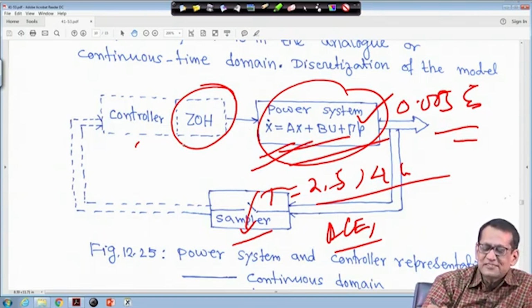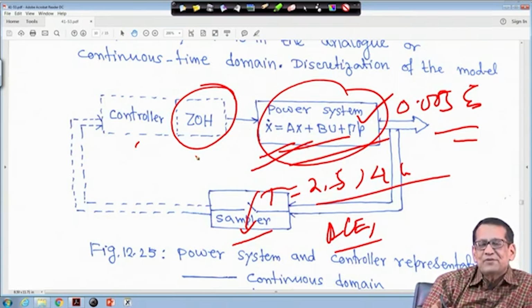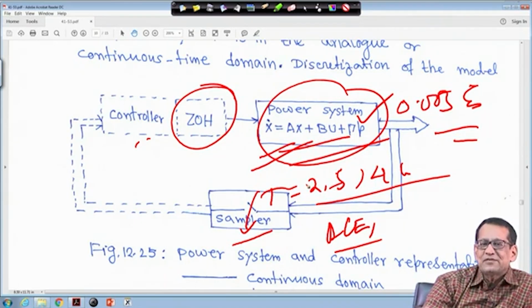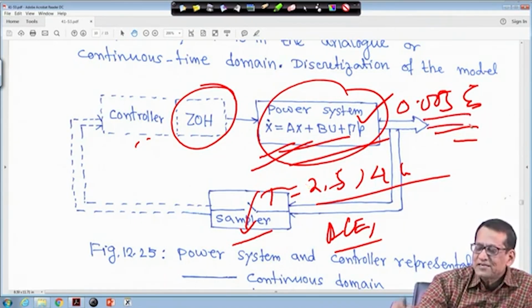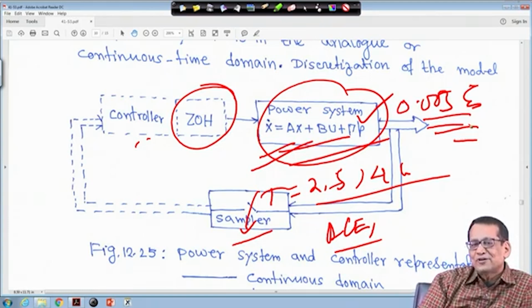Suppose the sampling time is 2 seconds. At t equal to 4 seconds you got something, and the next sampling instant comes at t equal to 6 seconds. Till 6 seconds, the output u is held by the zero order hold and the same signal is sent to the system till the next sampling instant comes. That means the constant u between two consecutive sampling instants will be fed to the power system, right. This is the philosophy. Okay, thank you very much.